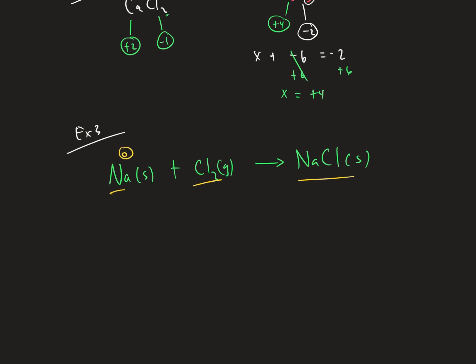Okay? What about for chlorine gas? It's also 0. Because chlorine, that's how chlorine exists in nature alone. You with me? So all diatomic molecules are considered to be alone, and their oxidation numbers are 0.